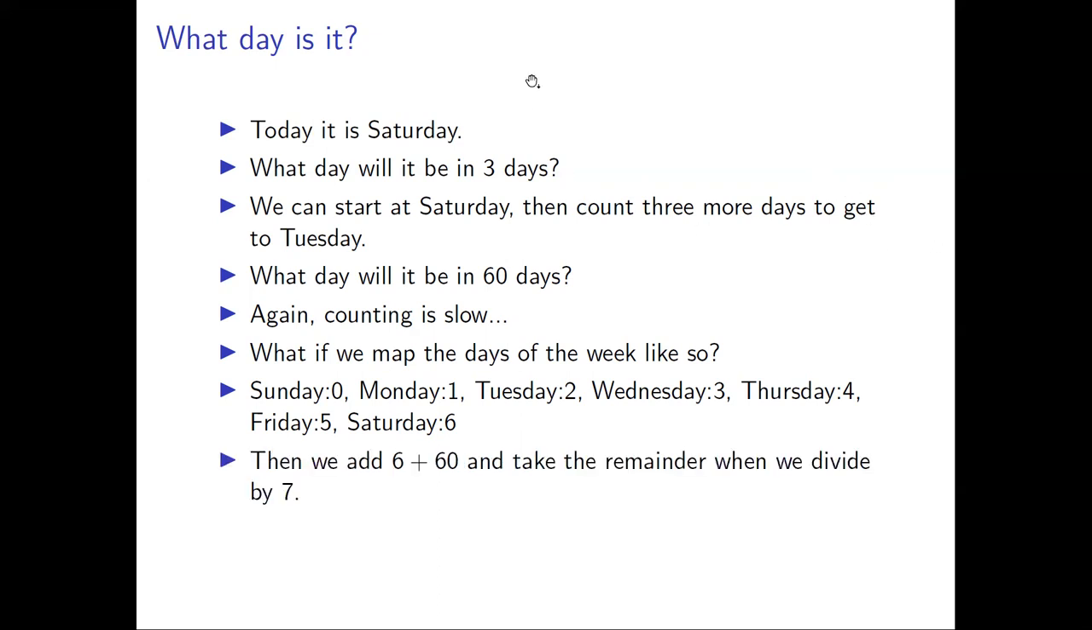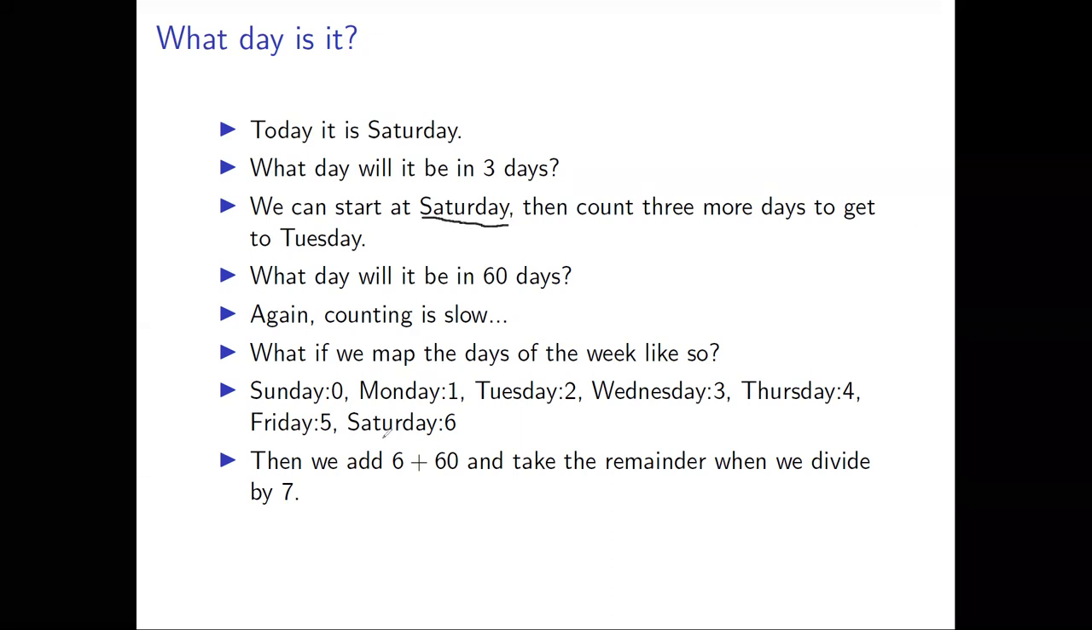And we're starting at Saturday. So we're starting with the 6 because Saturday corresponds to 6. And we want to know what day will it be in 60 days. So we're adding 60 to that 6. And then we take the remainder when we divide by 7, because there are 7 total days, and each of these numbers, 0, 1, 2, 3, 4, 5, and 6, each of those are the possible remainders when we divide by 7. So we just added 6 plus 60, and we took the remainder when we divide by 7.